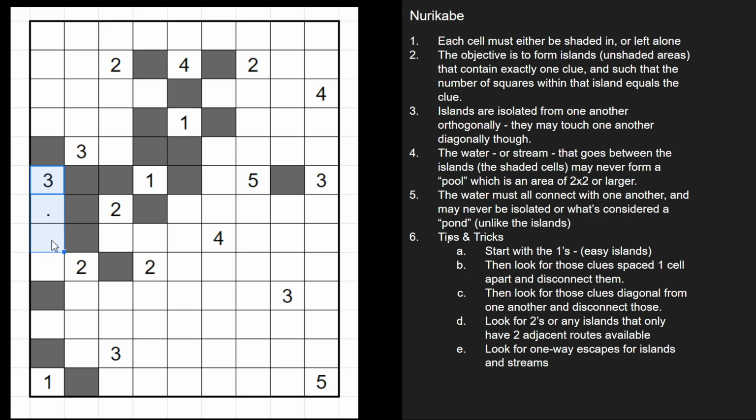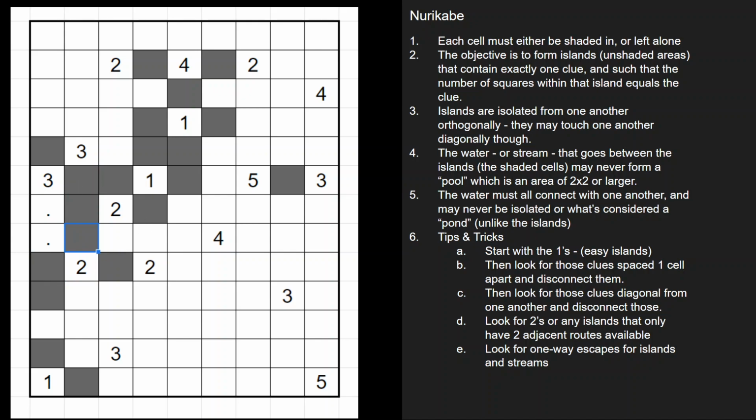There's only one direction it can go into. So there's that. So we filled this island now. There's 3 cells. And so we have to isolate that island. So we make sure there's water on all sides of it. Right now we need water in this cell. And there we go. So this is now an island of 3 separated orthogonally from any other island.